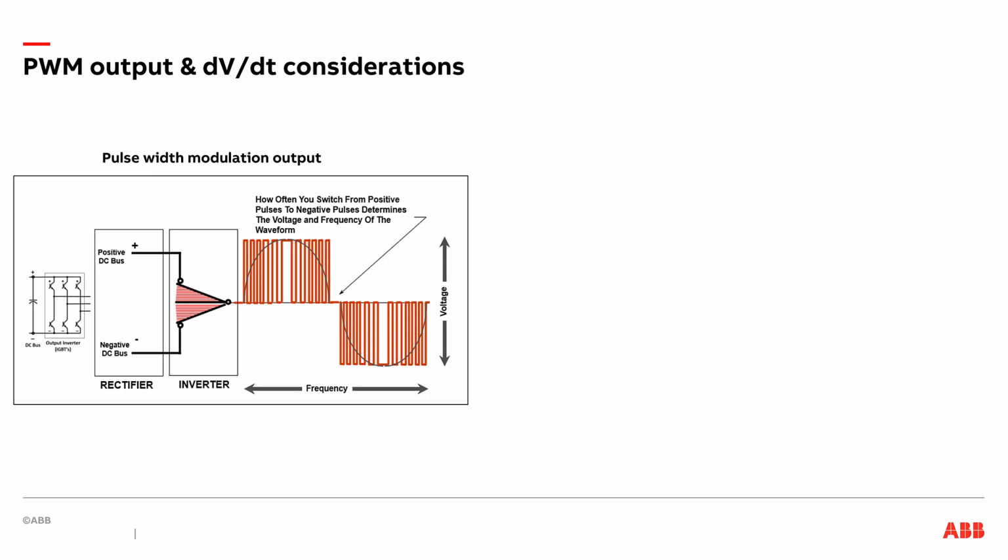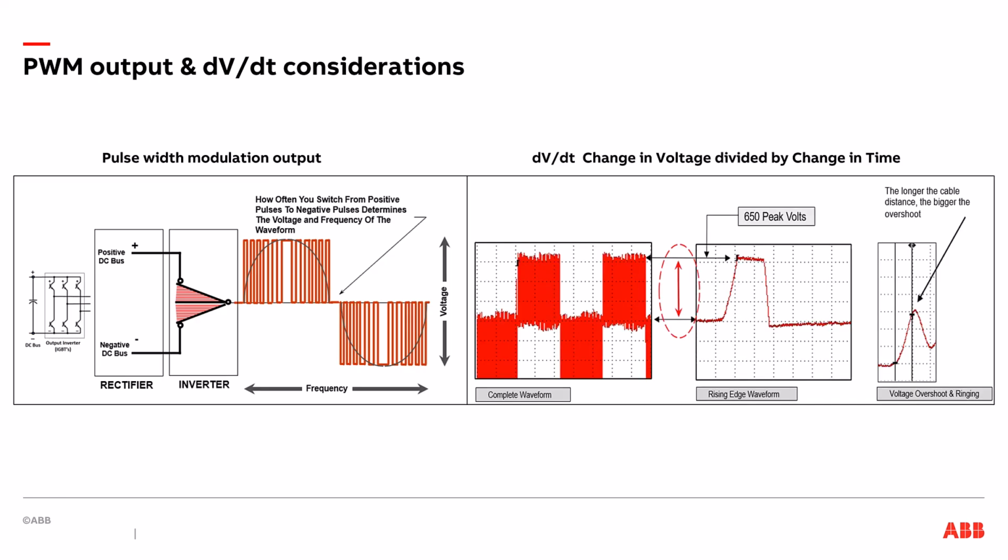Well, when a drive powers a motor, it uses pulse width modulation to recreate the AC waveform to provide the power needed for the motor. To recreate the AC waveform, pulse width modulation uses pulses of positive and negative voltage at a specific frequency. In this process, the square waveforms that are part of the PWM waveform will have some overshoot and will create ringing. The longer the cable distance between the drive and motor, the bigger this overshoot.